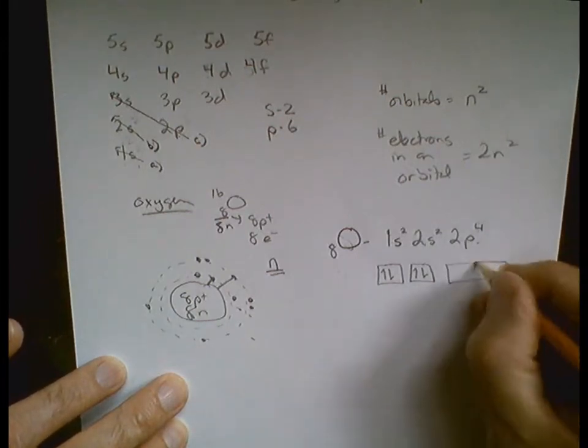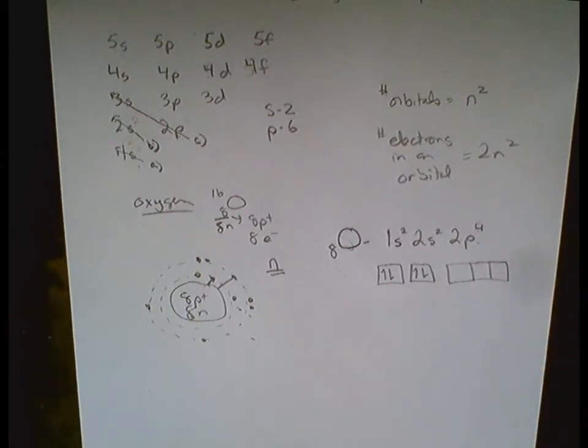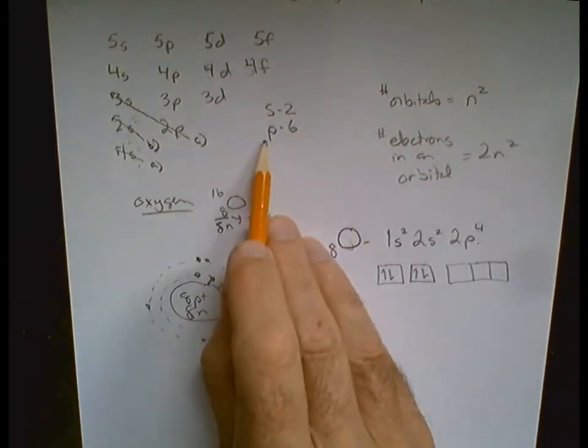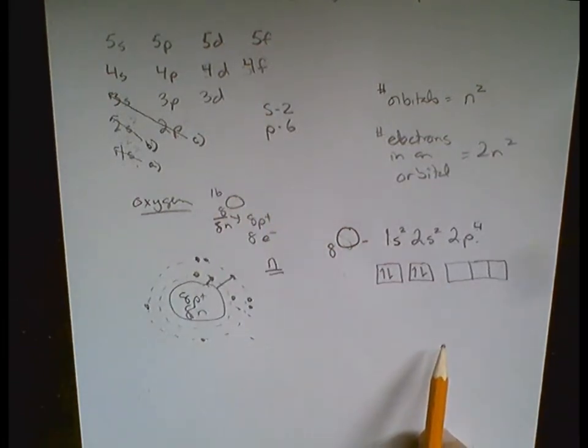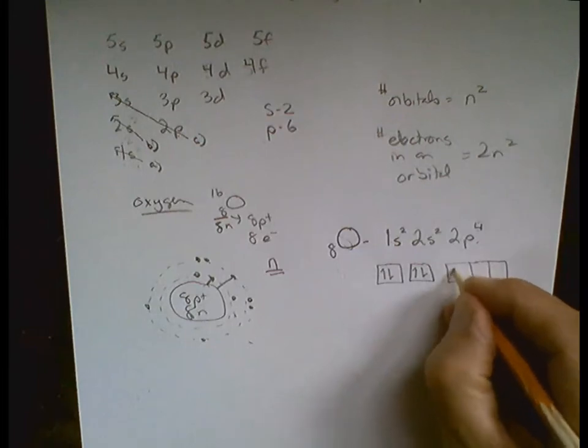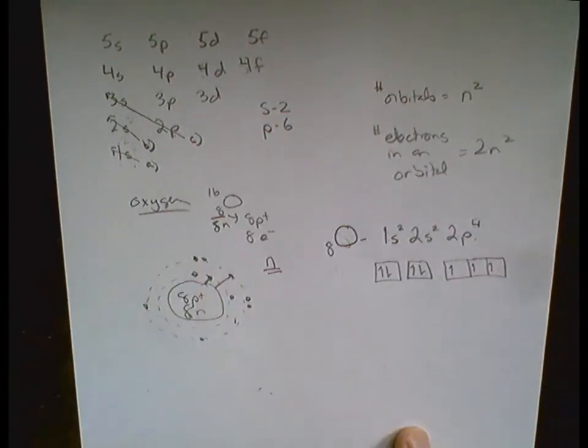And then we have a p orbital. P orbitals have 3 boxes. Everything comes in 2s when we're doing this. So 6 maximum altogether, 6 maximum in a p orbital, 3 boxes, 6 divided by 2 is 3. You put 1 electron in each box. There's 3.